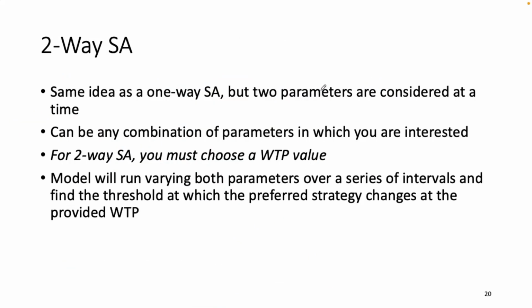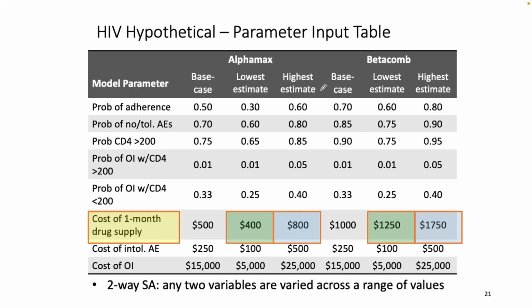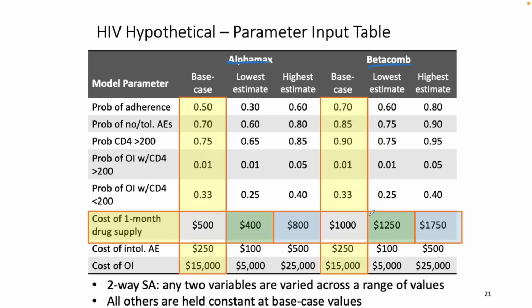We can do two-way sensitivity analyses. Two-way sensitivity analyses are exactly the same as one-way, but we're going to vary two parameters at the same time. So it's exactly what it sounds like. Let's look at an example here. We have the cost of a 1-month drug supply of drug. And if we vary both the Alpha Max and the Betacom at the same time, we can see how that influences results. But we're going to hold everything else constant. This is still a deterministic sensitivity analysis.